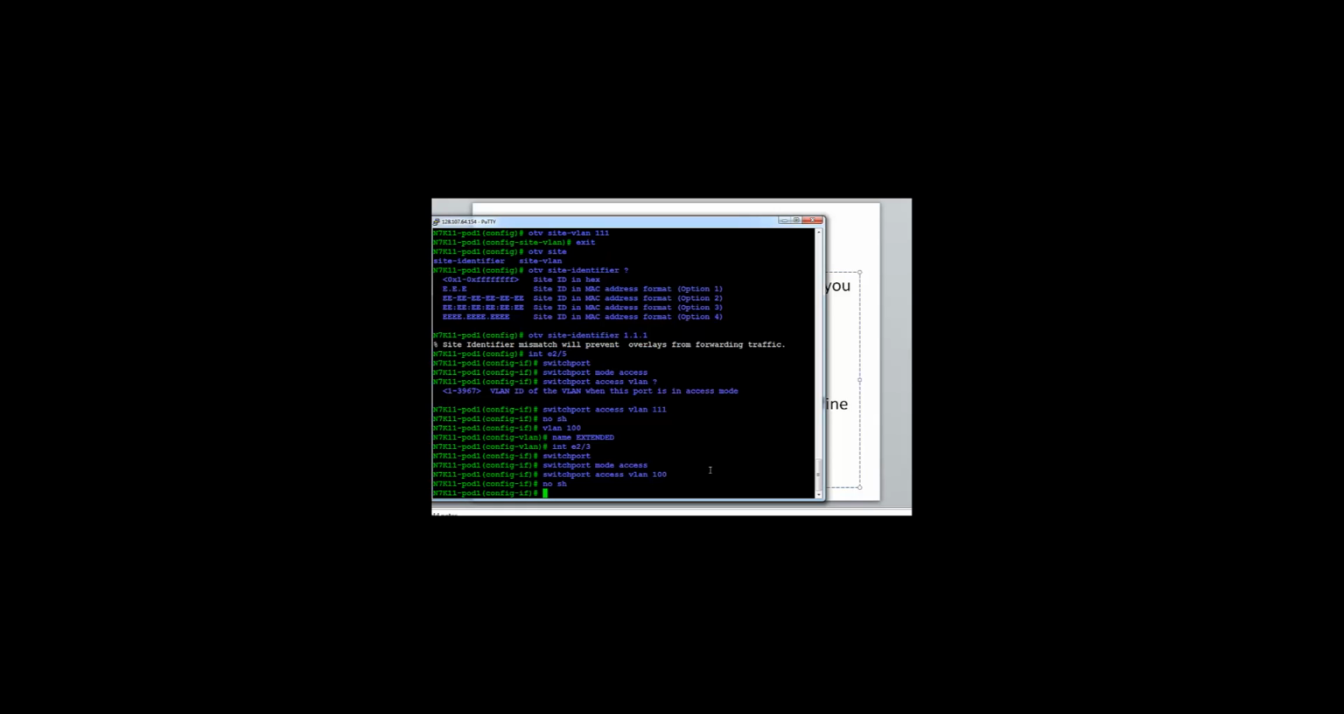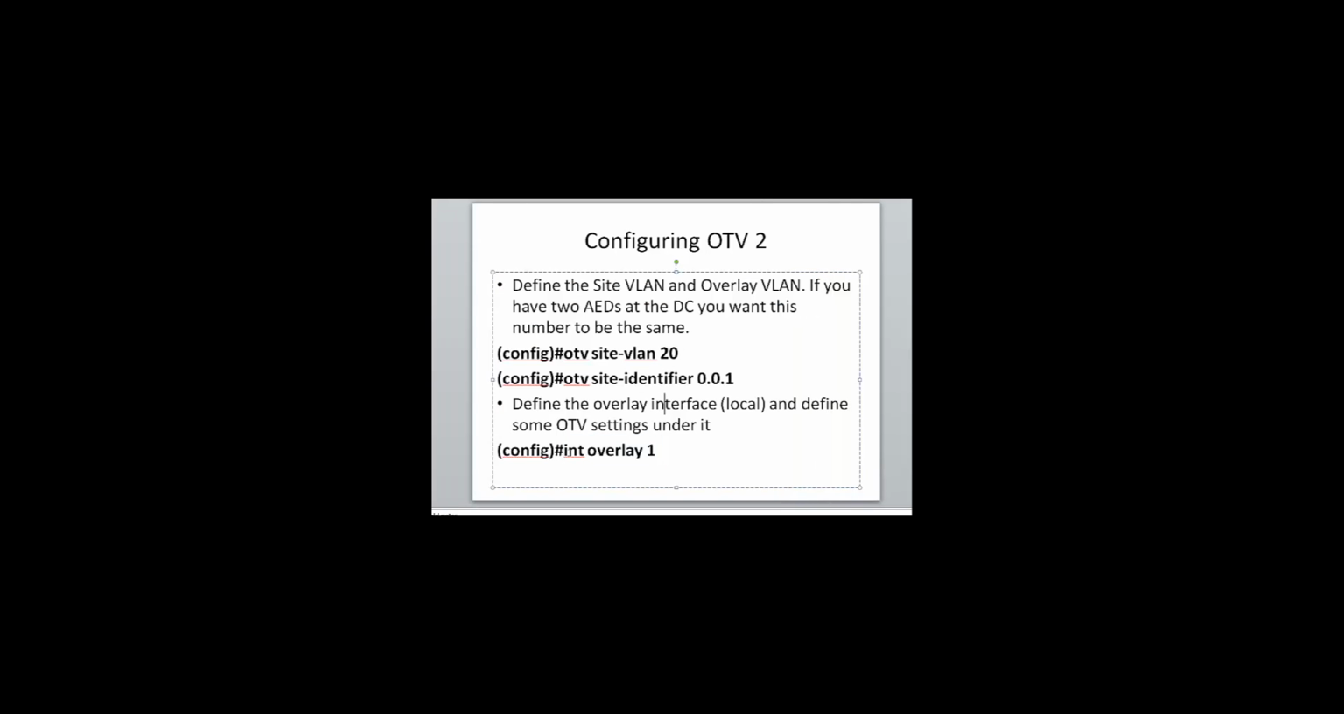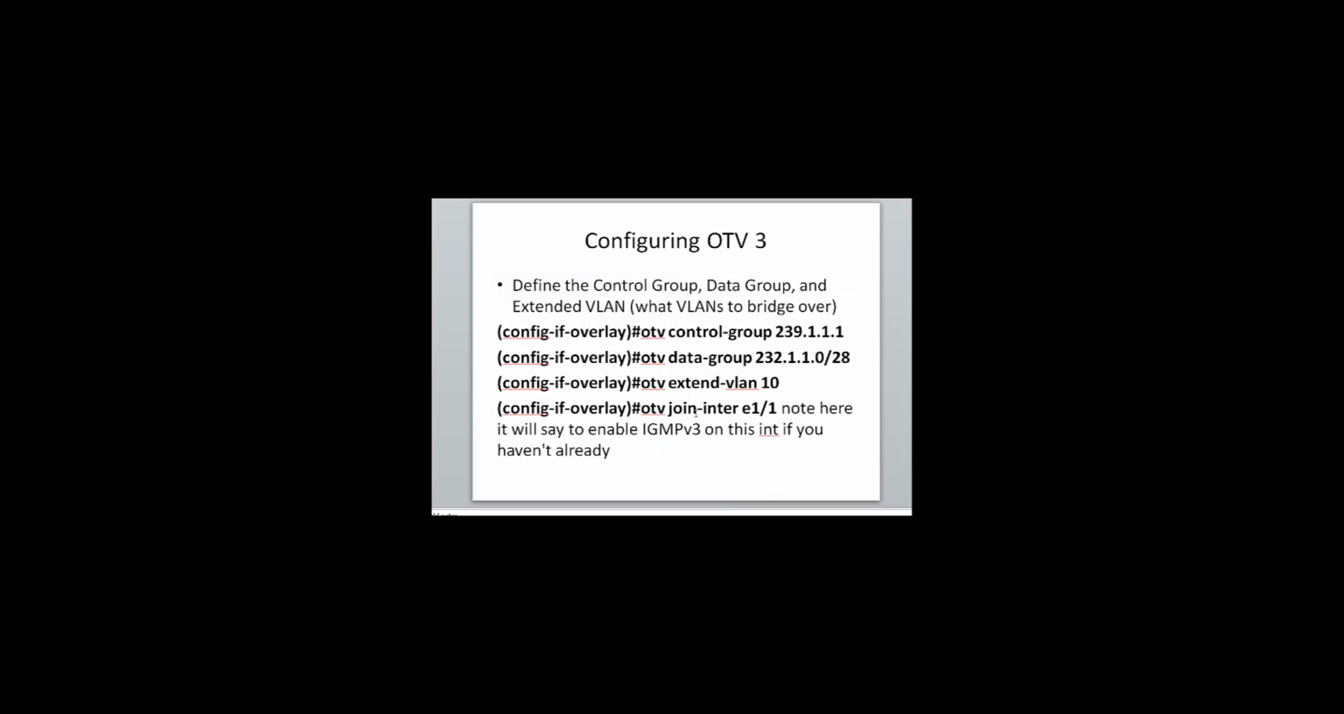So what we're going to do for that, and this is where my slide picks up, is create that interface overlay. When we configure it, these are a couple of the commands I did mention before. It's pretty straightforward, like 5 to 10 commands. We have to specify, and this is where multicast comes into play, the control group, the data group, and what VLAN you're extending, in our case VLAN 100. You also want to specify what interface, or what M card port, you're using to join the OTV cloud. And if you haven't already, you have to enable IGMP version 3 on the interface.